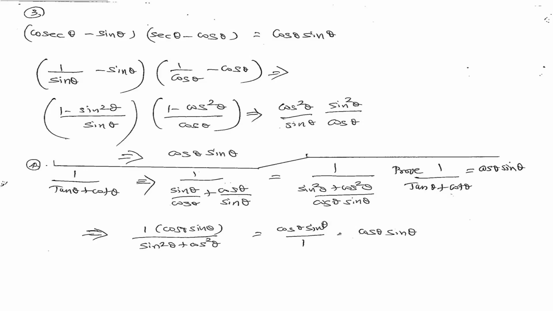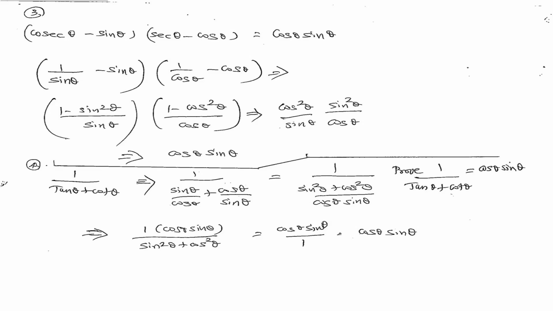So (1 minus sin squared theta) by sin theta multiplied by (1 minus cos squared theta) by cos theta is equal to cos squared theta by sin theta multiplied by sin squared theta by cos theta. Since we know 1 minus sin squared theta is equal to cos squared theta, and 1 minus cos squared theta is equal to sin squared theta, we get cos squared theta by sin theta multiplied by sin squared theta by cos theta. That cancels cos theta in the denominator and sin theta in the numerator, giving us the result cos theta multiplied by sin theta on the RHS.